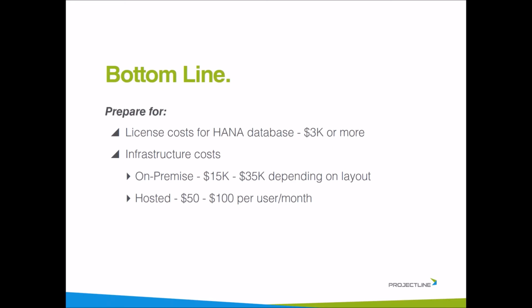So what are some of the bottom line things to bring it back around and summarize? What should we be prepared for as far as efforts and costs? So obviously on the licensing side, we should be prepared for at least a $3,000 purchase on the HANA server component for the first chunk. If we're looking at running this on-premise, you're likely looking at spending anywhere in the neighborhood of $15,000 to $35,000 depending on your configuration and your layout on a server.